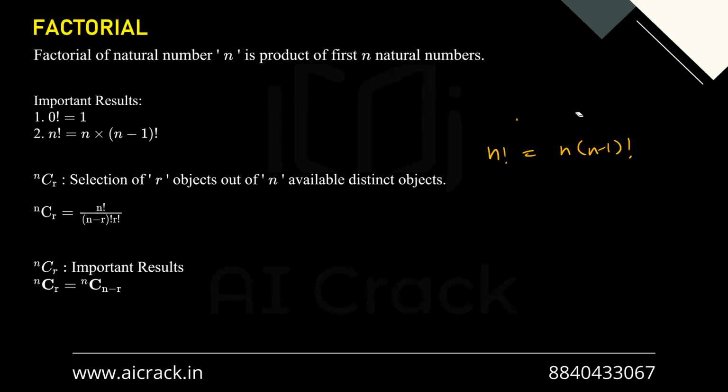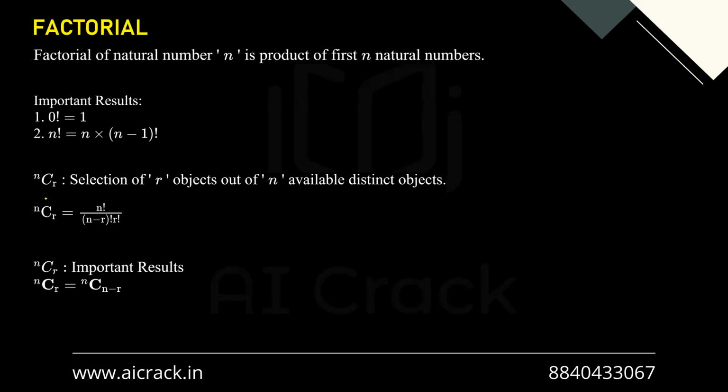Now here are a few important results. The second property, n factorial equals n into n minus 1 factorial, we have already talked about, and the first property, that is 0 factorial equals 1. We'll be talking about this a little later, after discussing NCR.